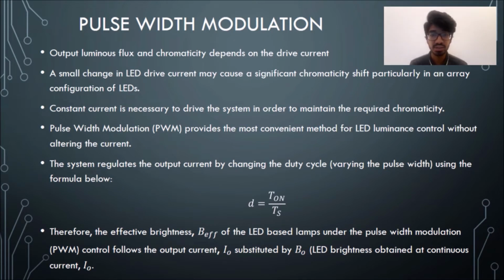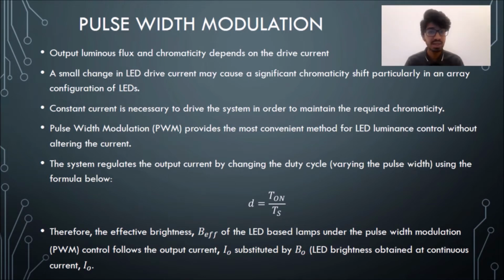As stated earlier, a small change in LED drive current may cause a significant chromaticity shift, particularly in an array configuration of LEDs. Hence, in order to maintain the required chromaticity, constant current is necessary to drive the system. As a solution, pulse width modulation (PWM) provides the most convenient method for LED luminance control without altering the current. The system regulates the output current by changing the duty cycle, in other words, varying the pulse width using the formula above, D equals Ton divided by Ts.